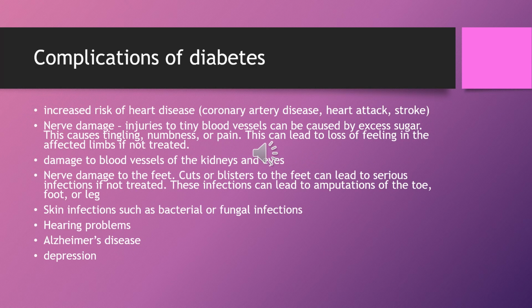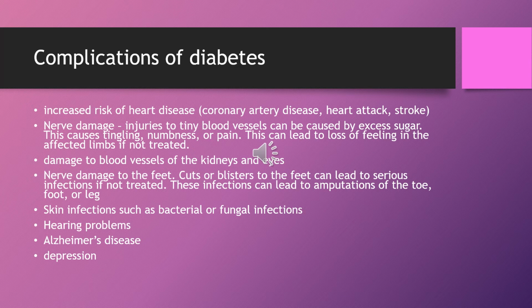Complications of diabetes. Increased risk of heart disease, which includes coronary artery disease, heart attack, and stroke. Nerve damage, which is injuries to tiny blood vessels that can be caused by excess sugar. This causes tingling, numbness, or pain. And this can lead to loss of feeling in the affected limbs if not treated. Damage to blood vessels of the kidneys and eyes may also occur.